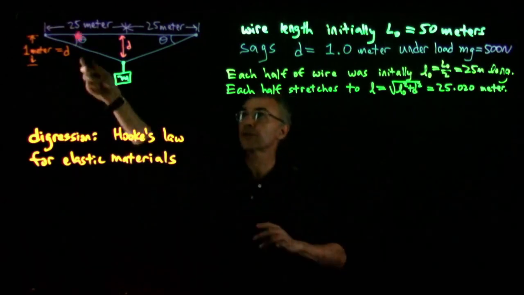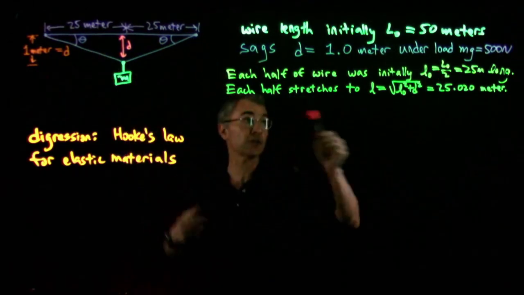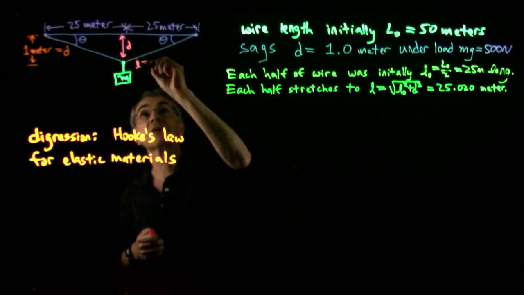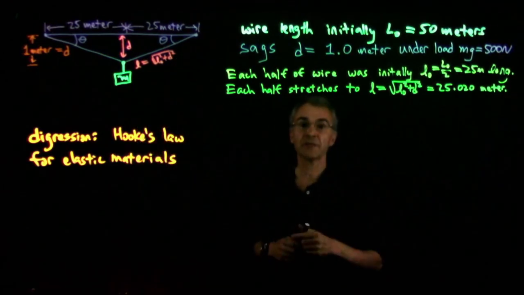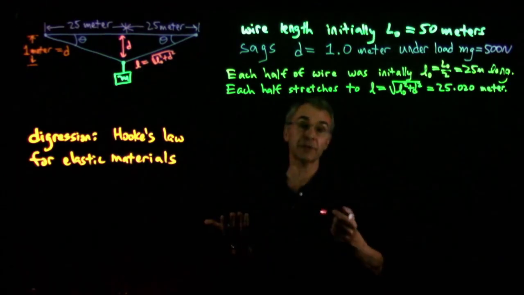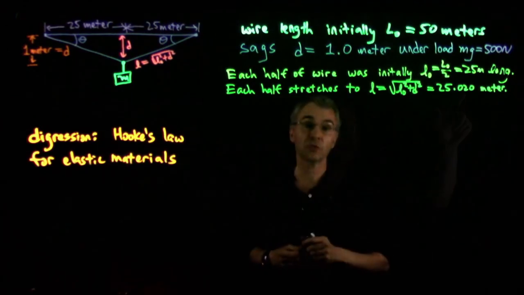So each half of the wire was initially, I'll call it little L0. That's half of big L0. That's 25 meters long. And then each half stretches to, I'm going to call it little l, is the square root of little l initial squared plus d squared. That's 25.020 meters. So each half stretches from 25.0 meters to 25.020 meters. So each half of the wire stretches by 2 centimeters in length.